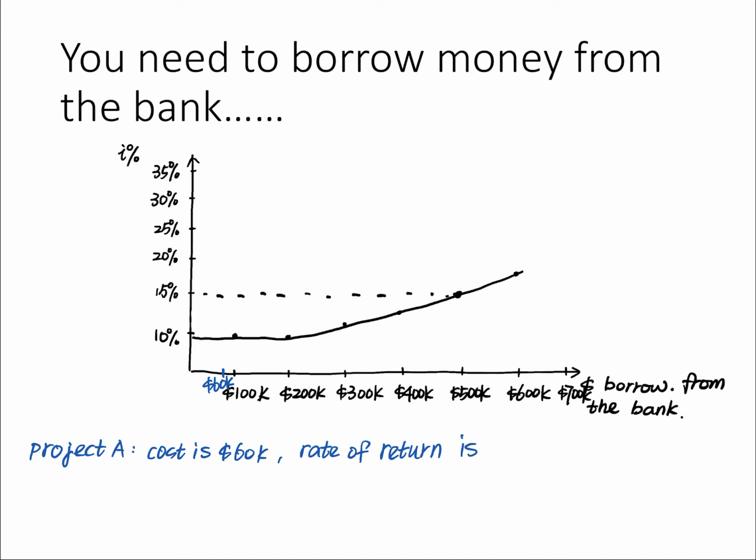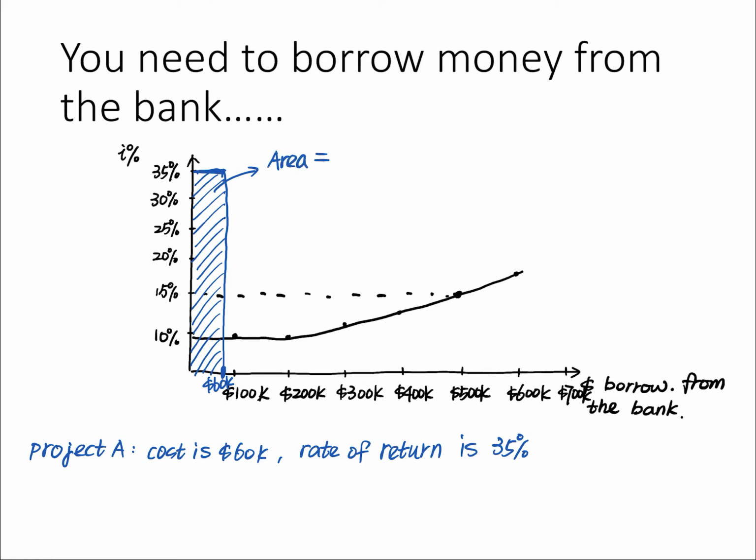And the return, the rate of return is 35%, right? Remember that? So you can draw something like this. So this is 35% return, and this is the 60K you want to borrow, you want to use for the project. Okay, now take a look at the area of this blue rectangle.